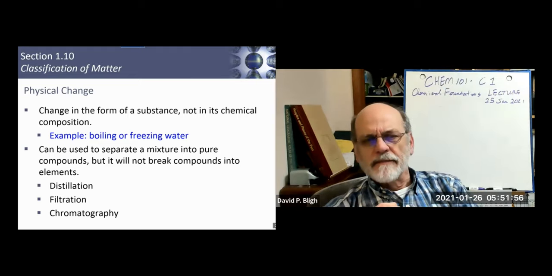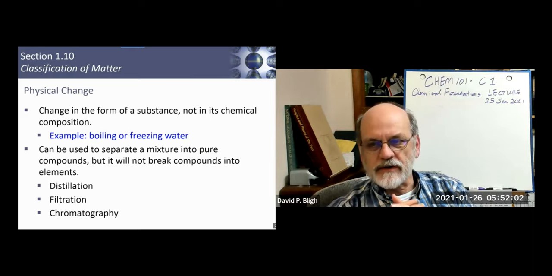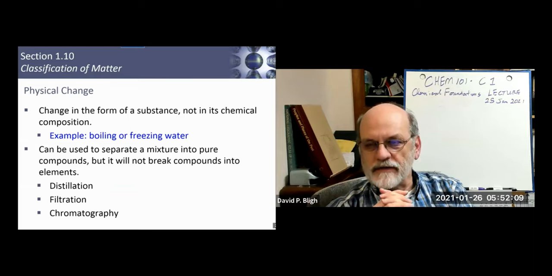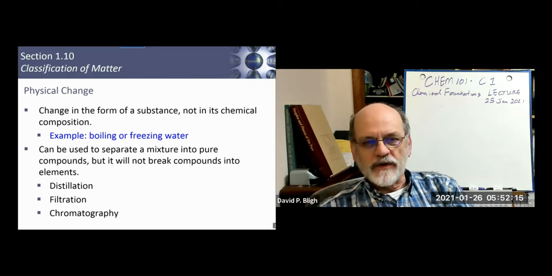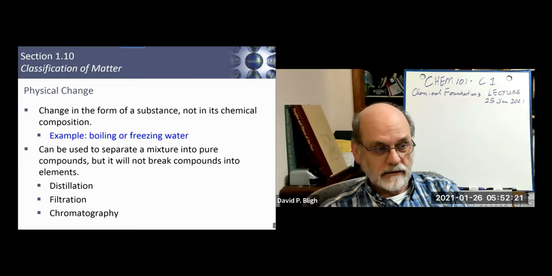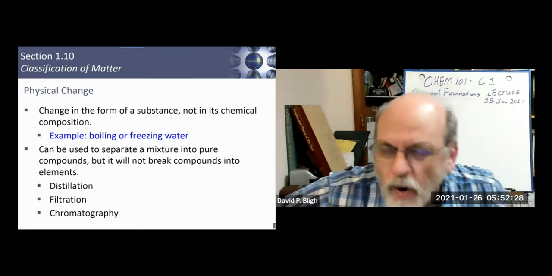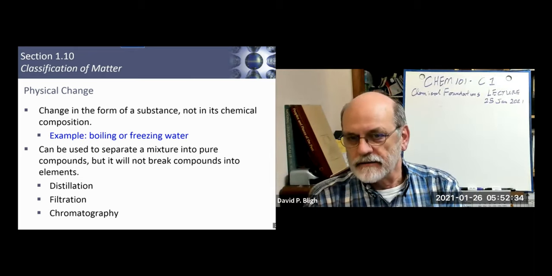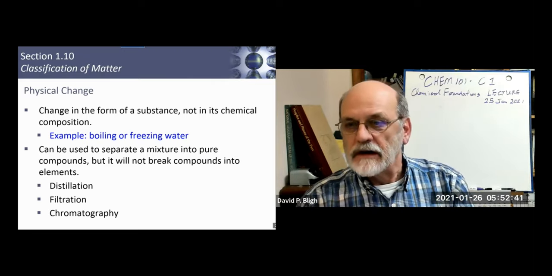Let me back up and go back to properties. We talked about chemical properties. Now, physical property is a description of the substance in terms that do not allow breaking of bonds. So let me illustrate. When we say the boiling point of water, the boiling point of water is 100 degrees Celsius. That's a physical property.